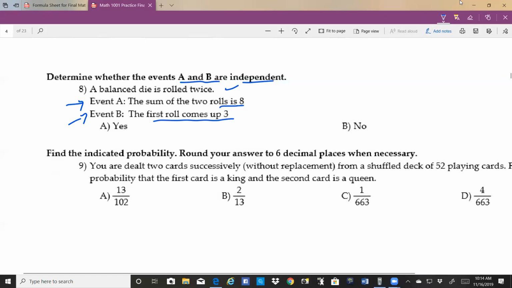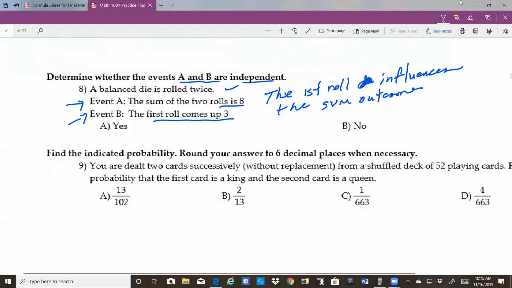Well, the first roll depends, well, the first roll influences the sum outcome. Because the first roll coming up 3 will influence the possibilities of the sum.